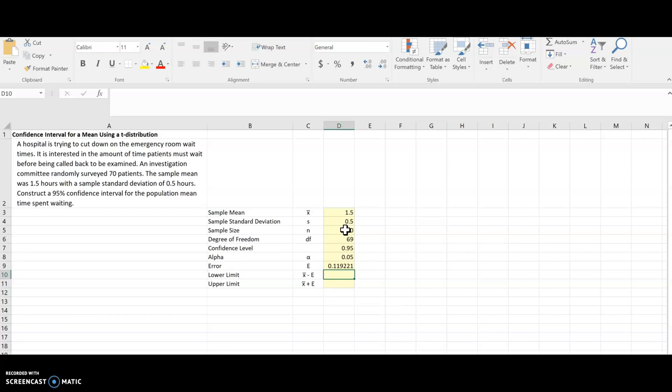And so to find the lower limit and upper limit of this confidence interval, I'm going to take the mean and subtract the error from it for the lower limit and add the error for the upper limit. And there's my confidence interval. If I wanted to write this in interval notation, then let's say I'm rounding to the hundredths place, it would be parentheses 1.38 comma 1.62. And there it is in interval notation.